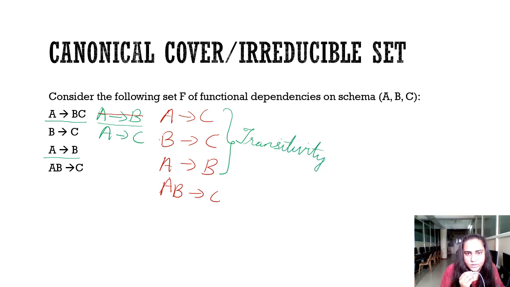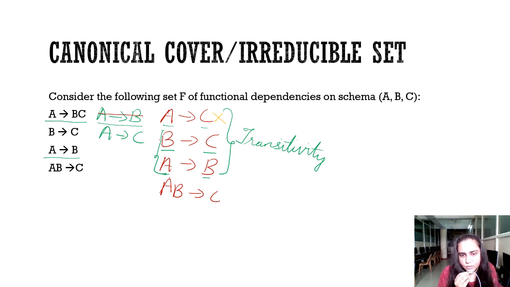And you can notice that very clearly because A determines B, and then B determines C, and therefore A determines C. So actually, if you are given these two rules, then you can always derive A determines C from there. So you don't require A determines C, which is given to you here. So we are going to remove this.